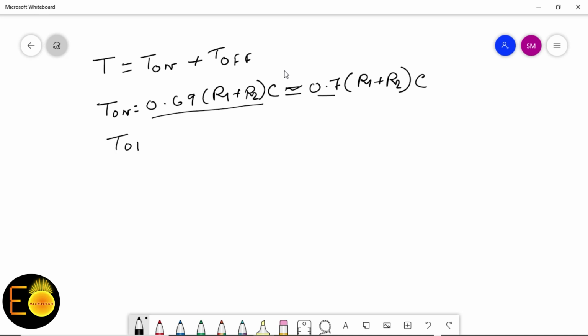And for T off, this is 0.7, basically this also comes to 0.69, approximately I am writing this as R2 times C. So these are the two equations, and these two equations form this equation, this one.